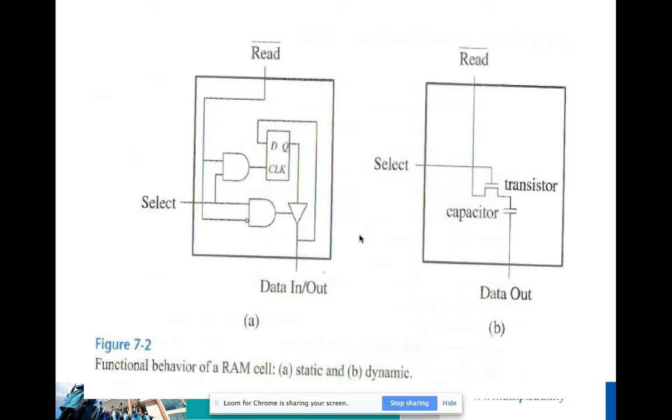This figure 7-2 is the functional behavior of a RAM cell. A is static and B is dynamic RAM. So this is how the logic of the RAM looks like. For the static, you can see it uses logic gates, and for the dynamic, it uses a resistor and also a capacitor.